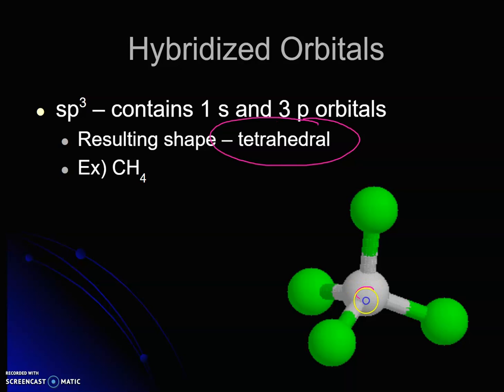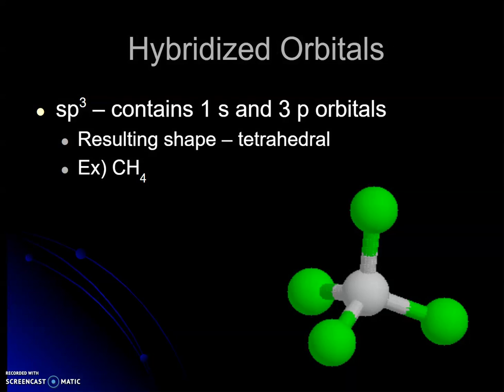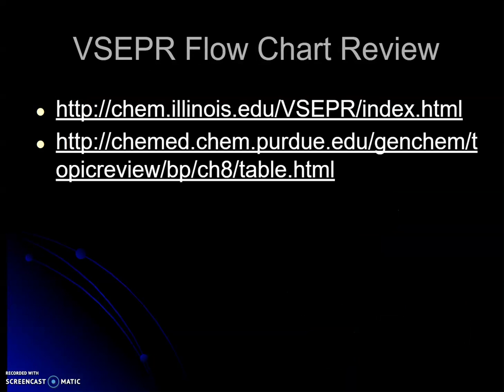So this is your carbon tetrahydride, also called methane, and you can see how you have four equal bonds with a bond angle of 109.5 degrees between them, and there is no difference between any of those hydrogens or any of those bonds.